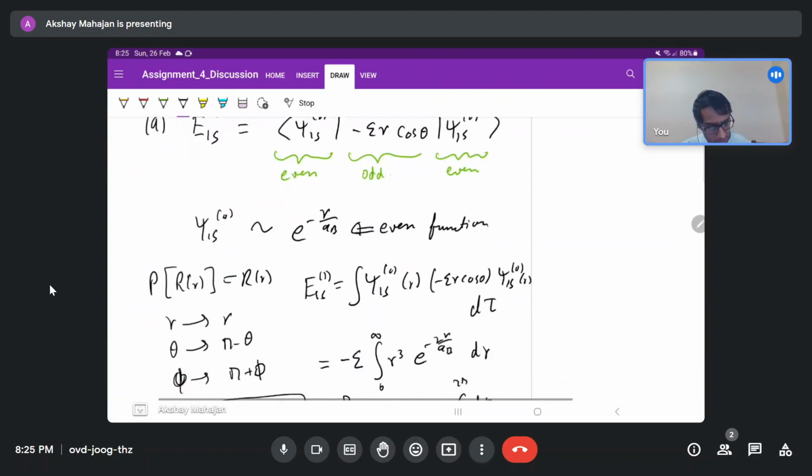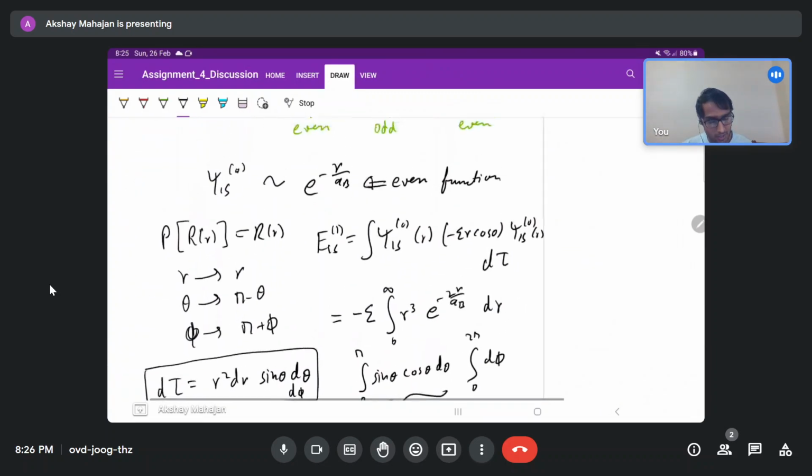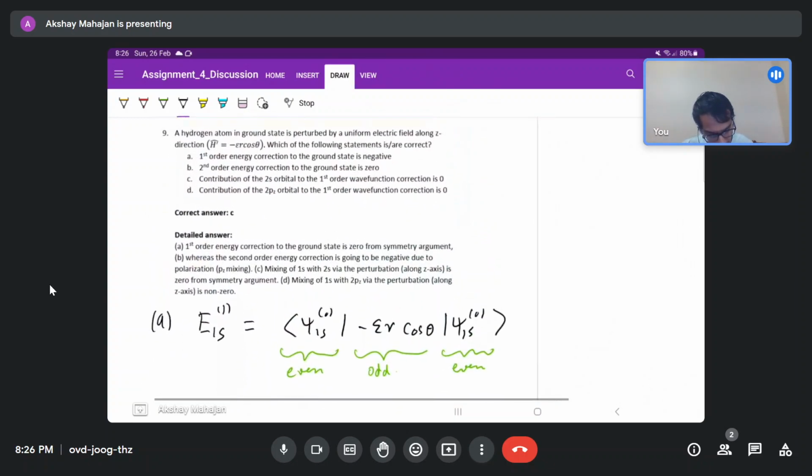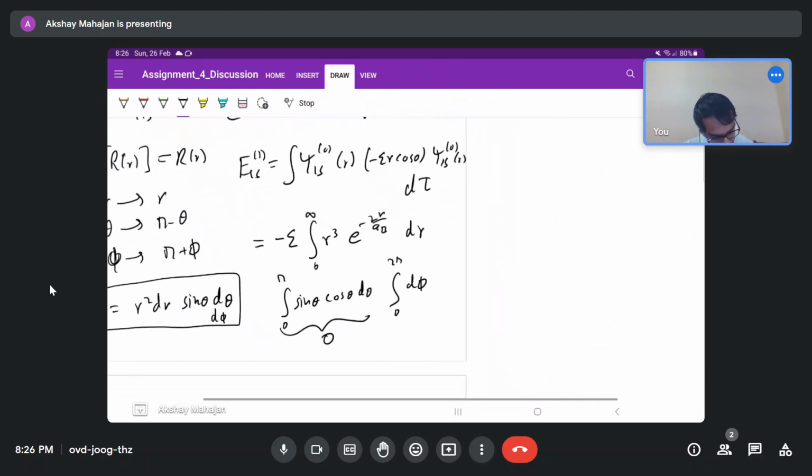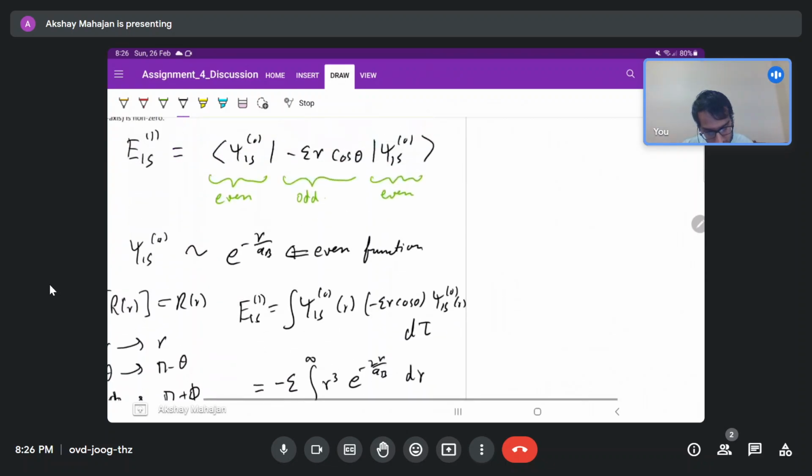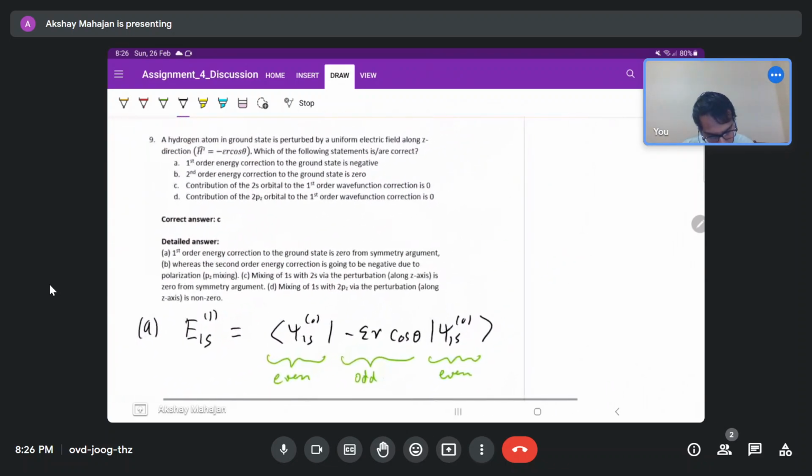So you can do the symmetry argument, or you can solve these integrals. That's why this will become 0. So this will become 0. So our first order correction will be 0. So this option is wrong. And similarly, the second order energy correction to the ground state is 0.